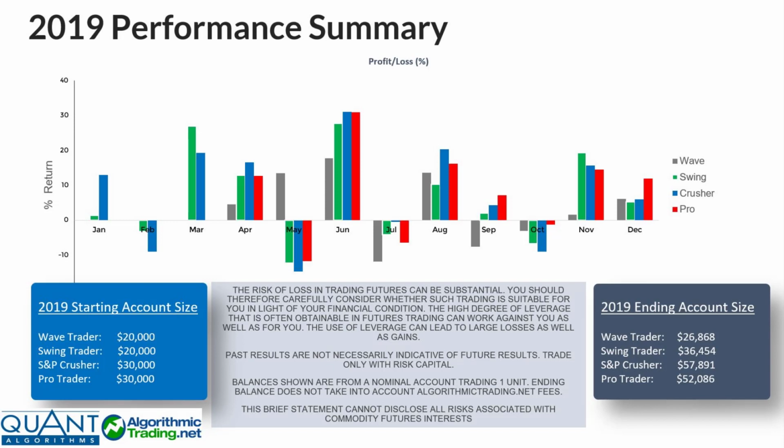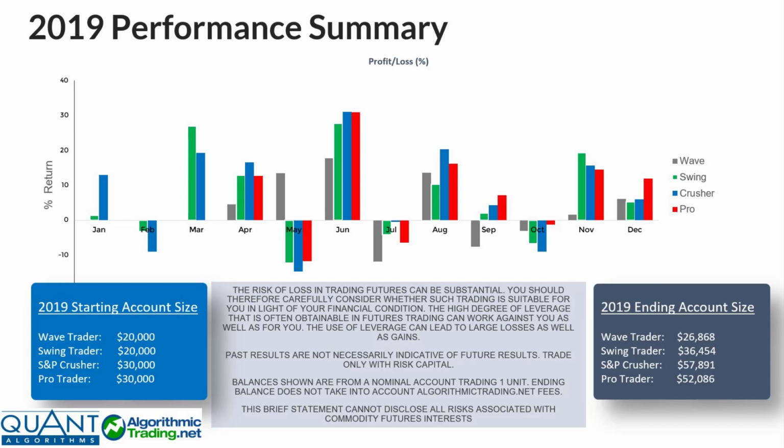But I guess the high level view though is this. If somebody started with us in 2019, really no matter what package they use, they would be up quite a bit. Now, there would have been a few roller coaster moments where it wouldn't have been fun, in particular February. Notice in February, the crusher was down about 10% for the month. But of course, in January, it was up somewhere around 13% probably.